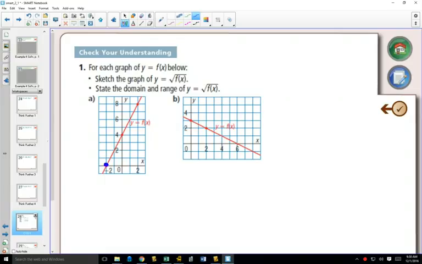Here's where y is 0. Here's where y is 1. On this graph, here's where y is 0. Here's where y is 1. Because when you square root 0, you get 0. When you square root 1, you get 1. So those values won't change.